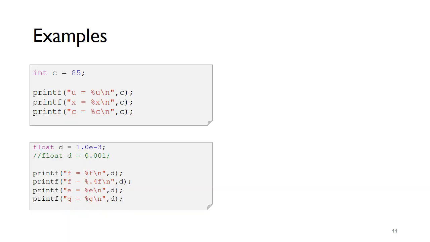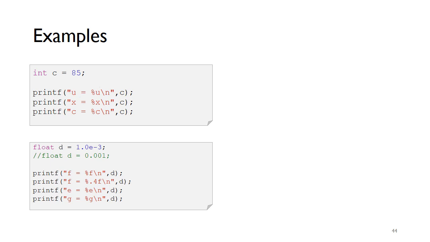So suppose we've got an integer. We've just called it C and we've assigned the value 85 to it. There's different ways of printing that. So if we use the U specifier, so this is a string here. We define the string again in between the double quotes. So the U, this space, the equals, and this space will get printed.